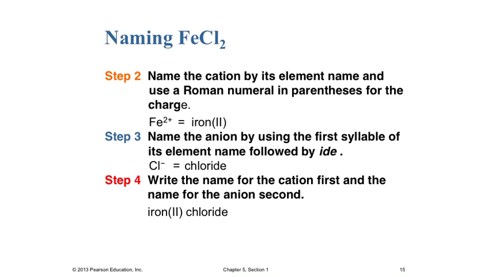The second step is to name the cation by its element and use a Roman numeral. Being that we found out that the charge is positive 2 by crisscrossing up, we can name it iron 2. Remember, it's the same way as naming ionic compounds. We name the nonmetal, drop the ending, and add IDE. Our fourth step is to put it all together, and we have iron 2 chloride.